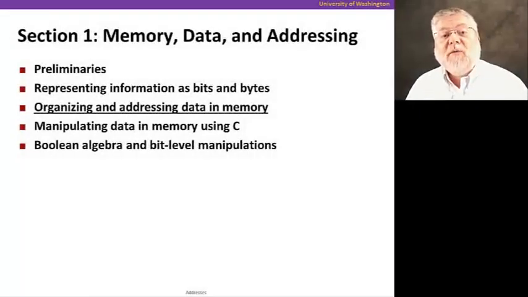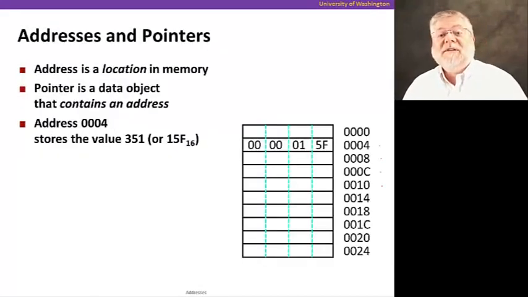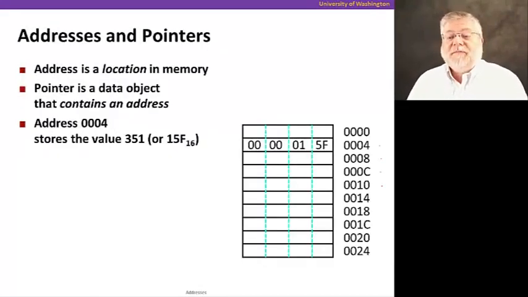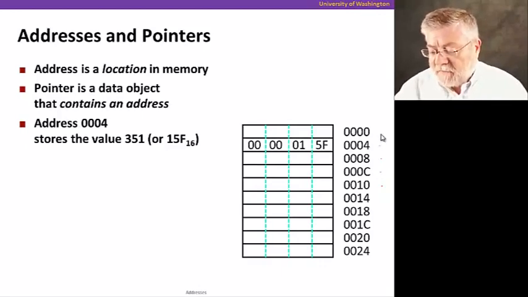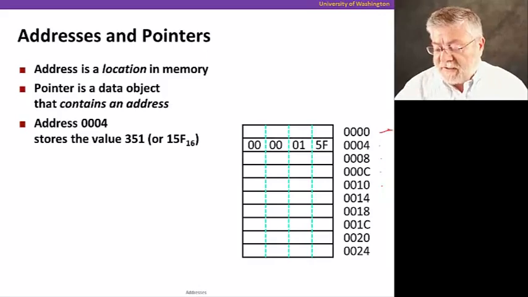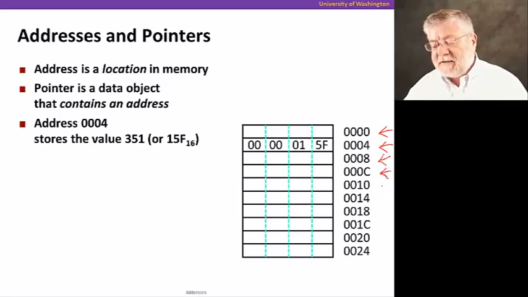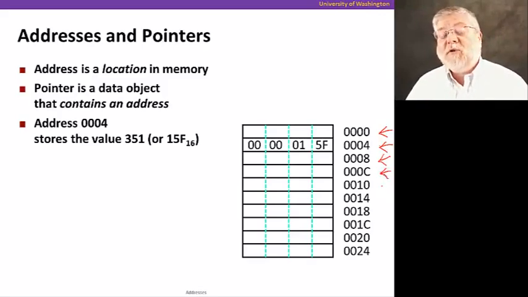There's a lot more to talk about in how we organize and address data in memory. Let's start with a very important distinction between addresses and pointers. You'll notice that I've drawn a memory on this slide that has bytes grouped into 4-byte units that are our 32-bit words. You'll also notice that the first word is shown at address 0, the second word at address 4, then 8, and then C. This is now in hexadecimal notation, so C corresponds to the decimal 12.